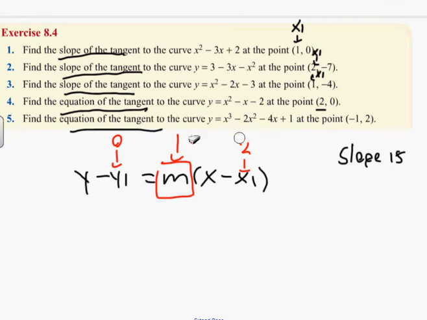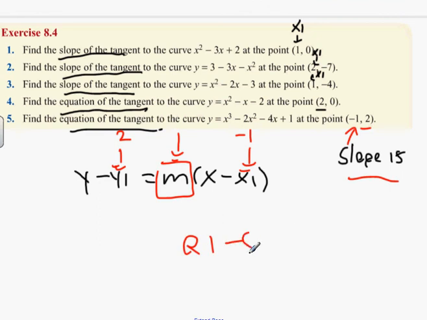For question 6, you're going to do the same thing. You're going to differentiate once and you're going to put in x equals -1. You then find out what the slope is. Once you've done that, you're going to replace in this value for m, and your y1 value is 2, and your x1 value is -1.